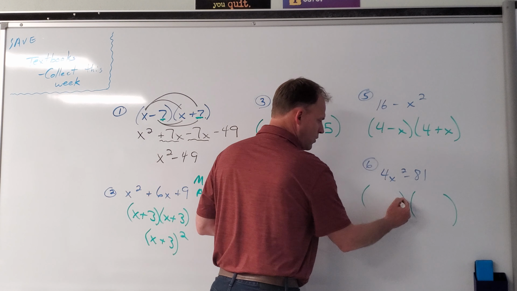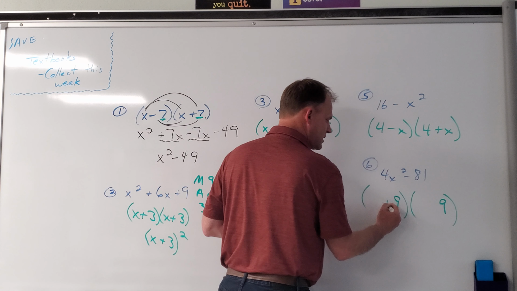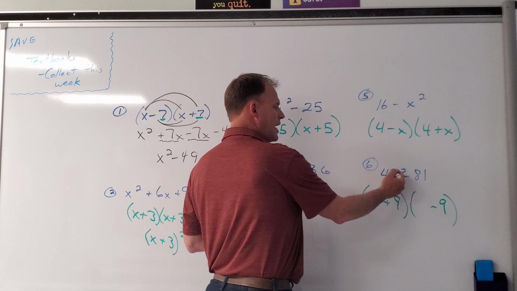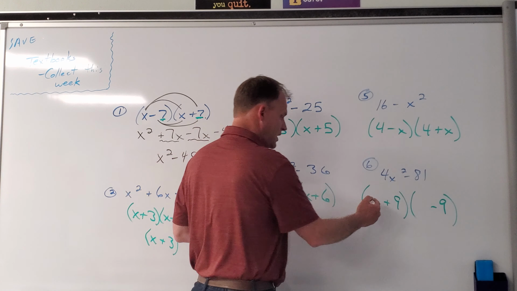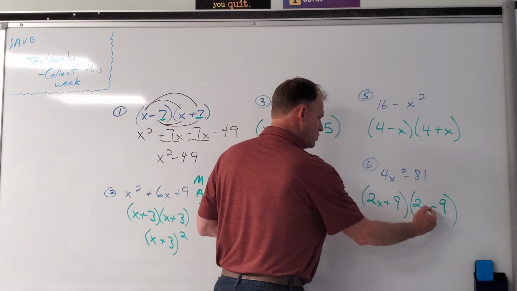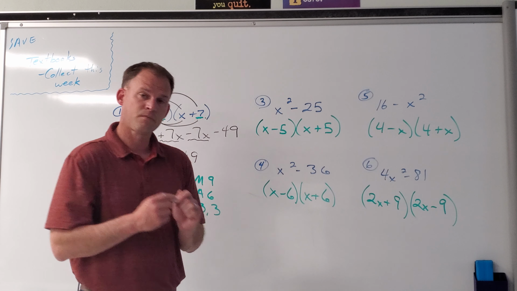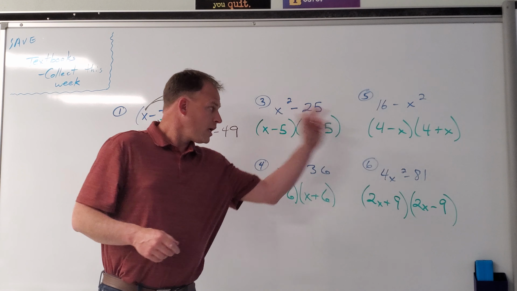So yeah, I know this back number is going to be 9. It's going to be 1 plus and 1 minus. I look here, what multiplies by itself to get 4? Well, that's 2. So it's 2x and 2x. All right. There you have it.